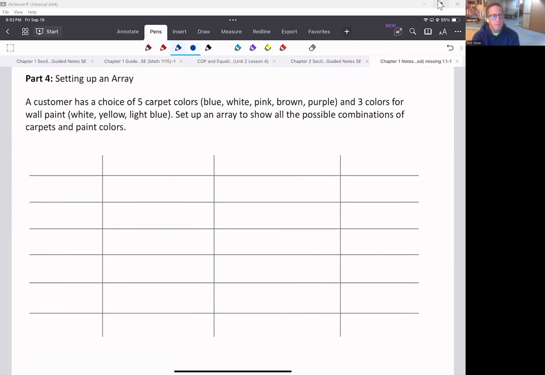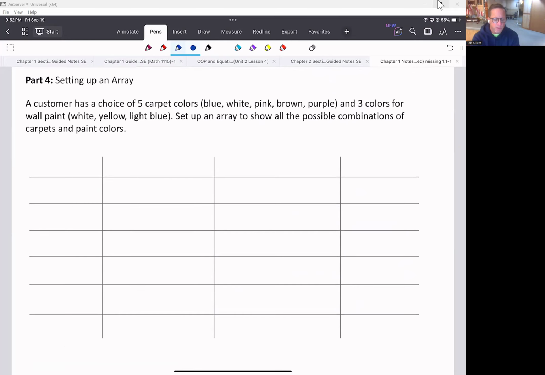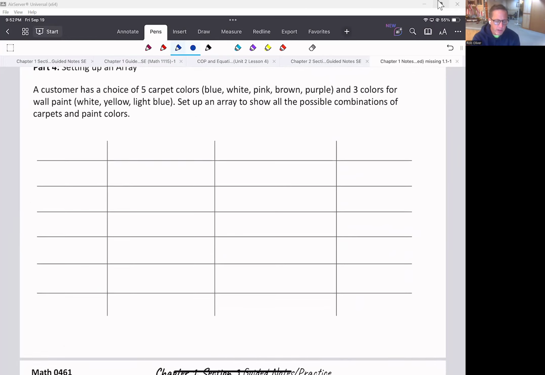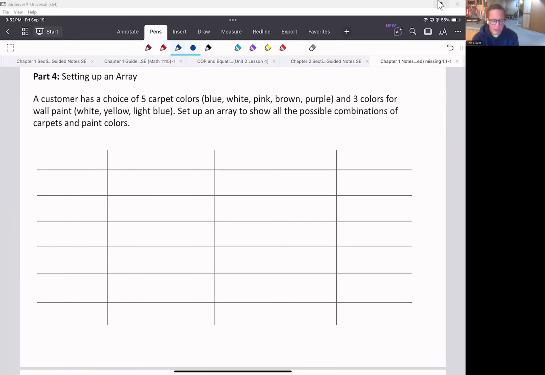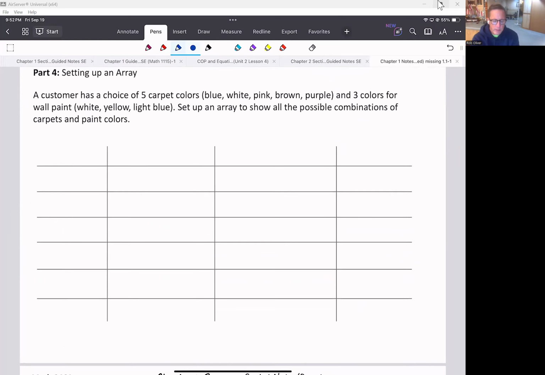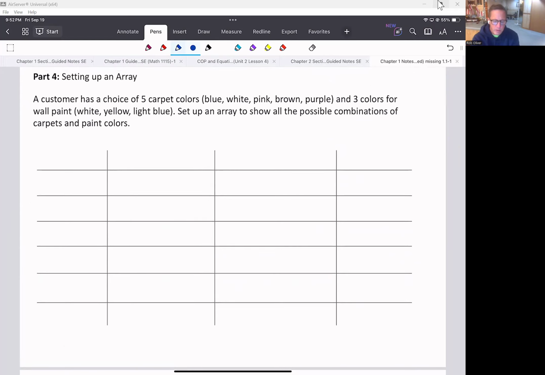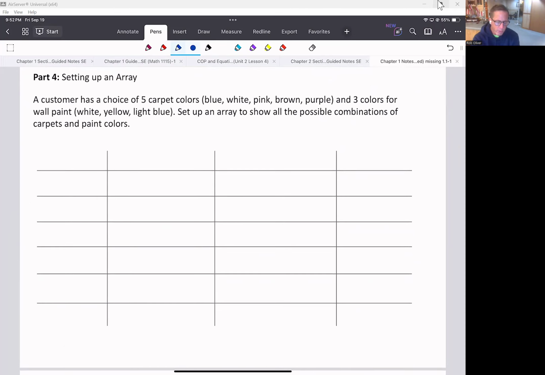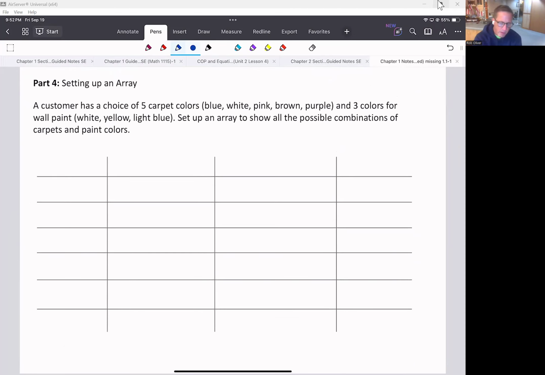Okay, now for part 4, we're setting up an array here. So we've got a customer who has a choice of 5 carpet colors: blue, white, pink, brown, purple, and 3 colors for wall paint.